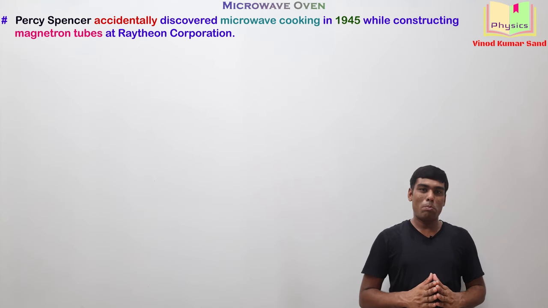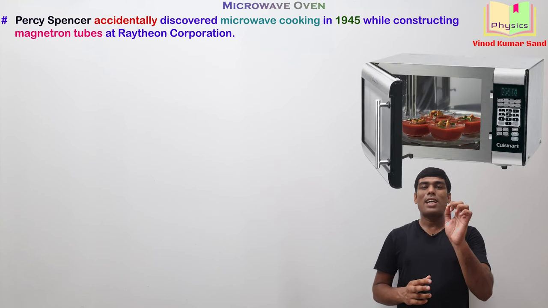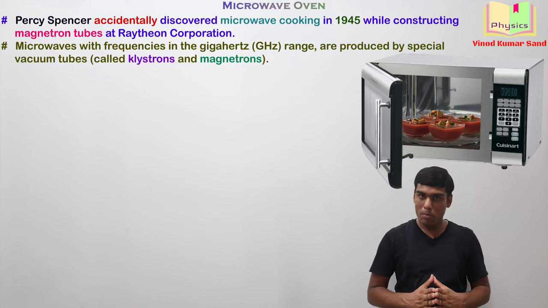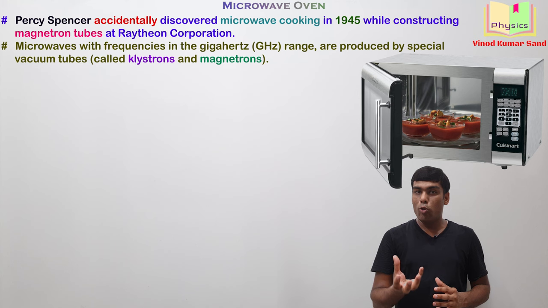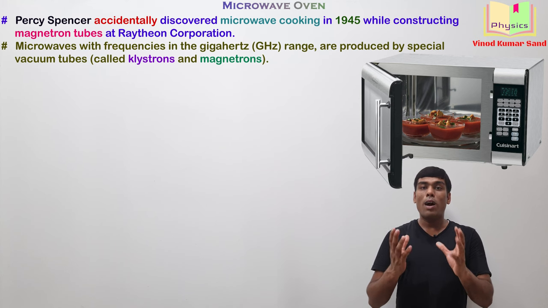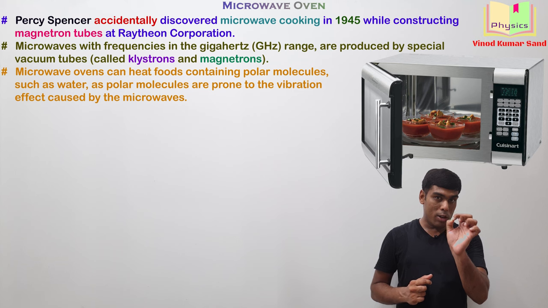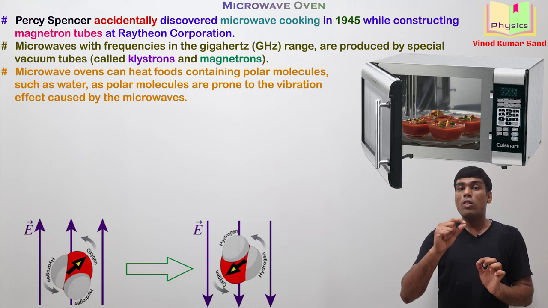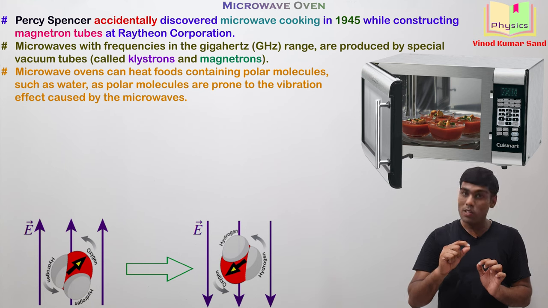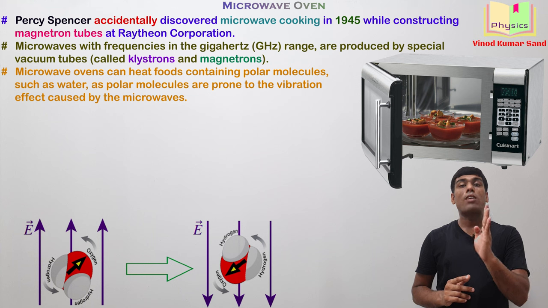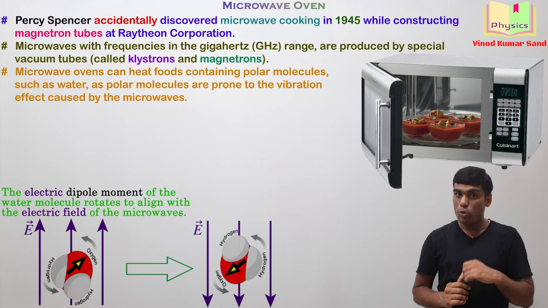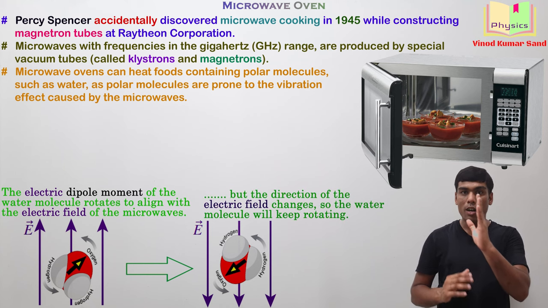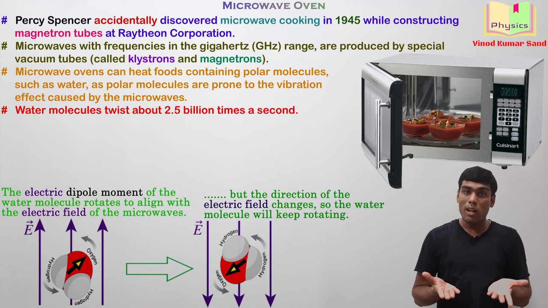Here you can see the picture of a microwave oven. Inside the microwave oven, there are special vacuum tubes, the magnetron or the klystron, which produce the microwaves. And we put in food articles containing some amount of water. The water molecules are polar, and these microwaves have an oscillating electric field as well as a magnetic field. A dipole tries to align itself in the direction of the field. So the water molecules, the dipoles, rapidly oscillate. In 1 second, 10 to the power 9 cycles happen.